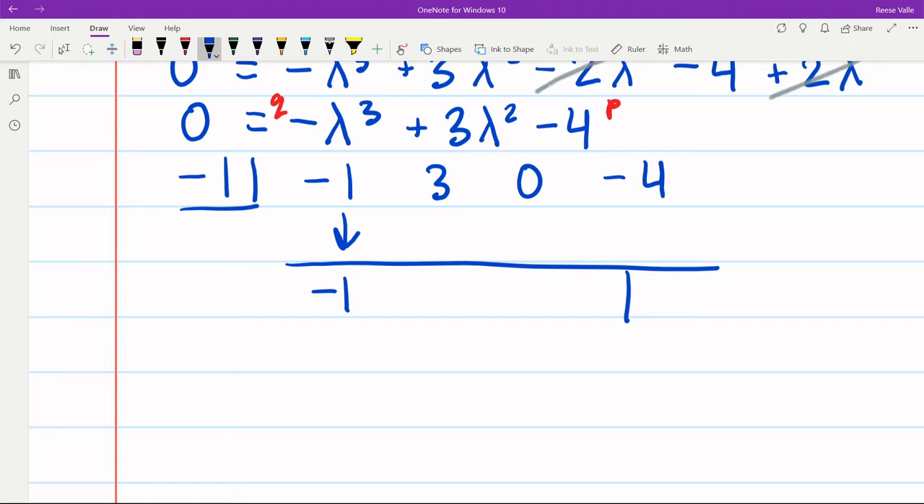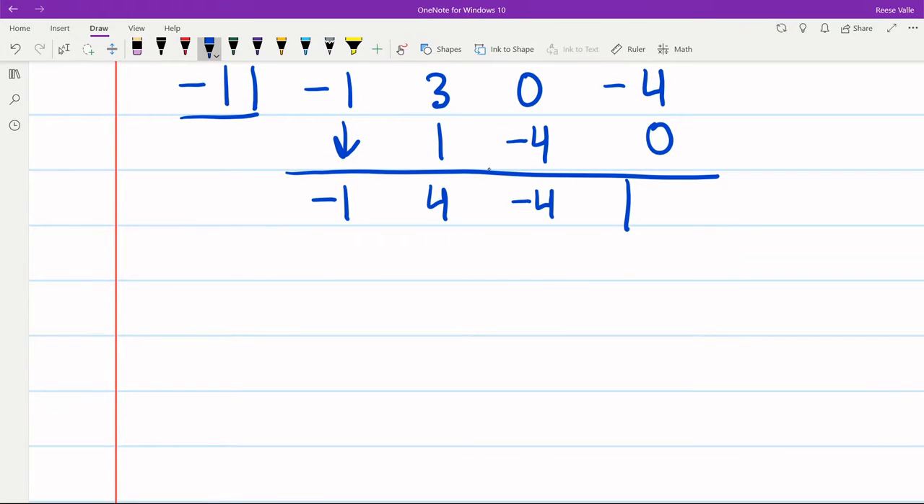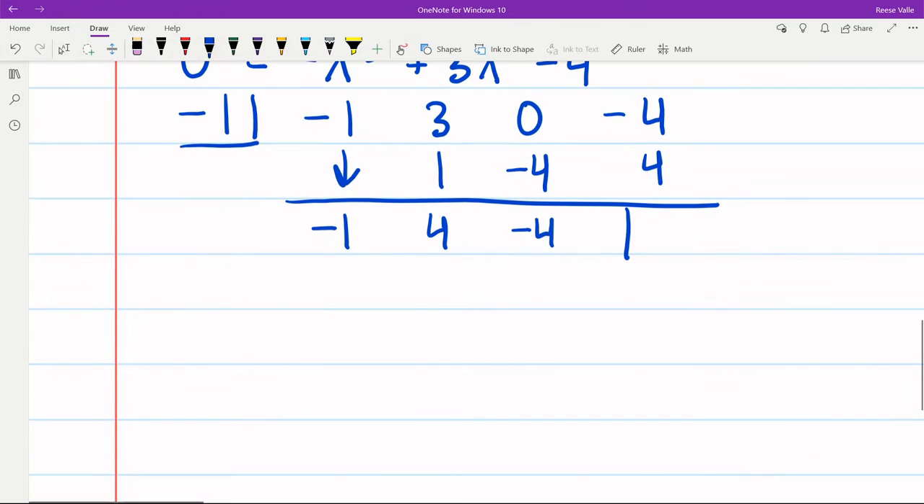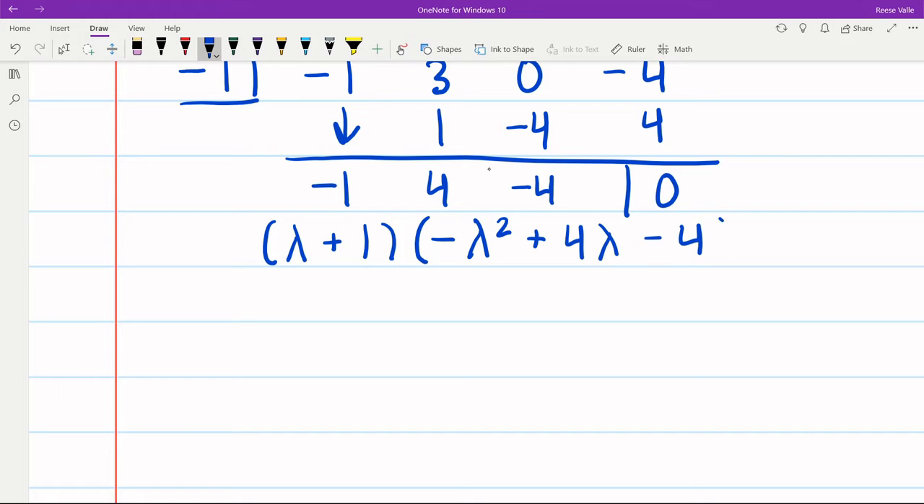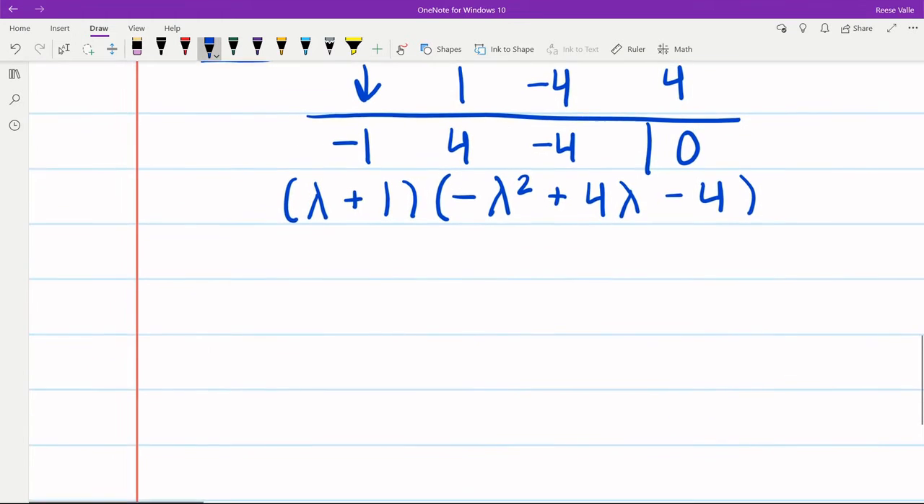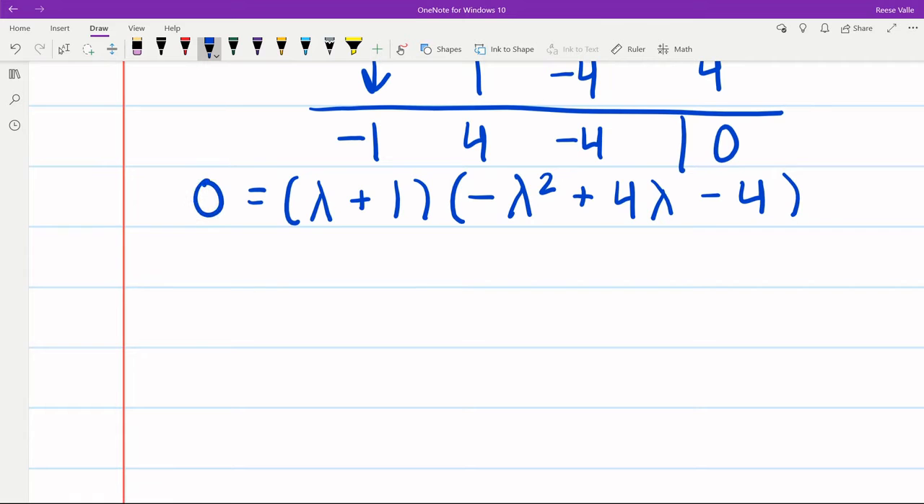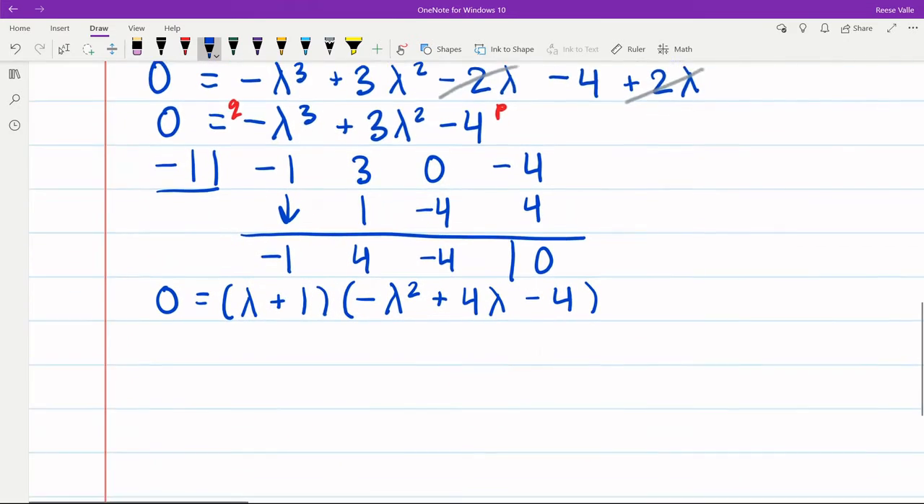Negative 1, 1, 4, negative 4, negative 4, 0. Oops, why did I do that? 4 right there. That's 0. And this is going to turn into lambda plus 1 times negative lambda squared plus 4 lambda minus 4. And remember to make that equal 0 at the end, because that's what you want.